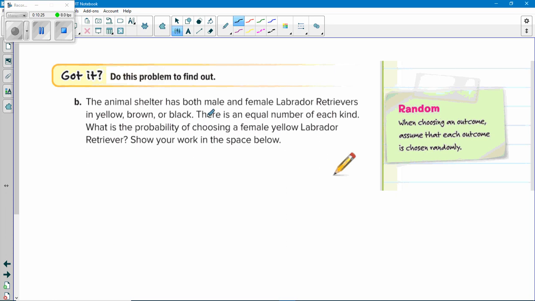All right, so let's take a look. You go to the animal shelter, they have both male and female Labrador retrievers in yellow, brown, or black. There's an equal number of each kind. What's the probability of choosing a female yellow Labrador retriever? Show your work in the space below.